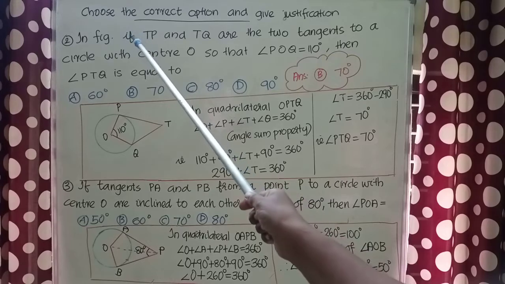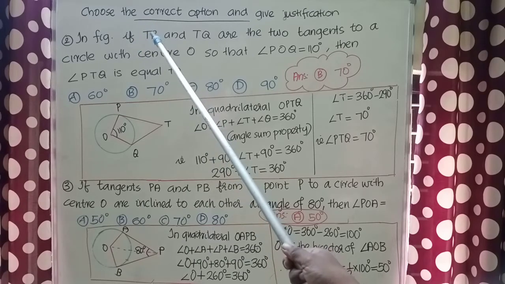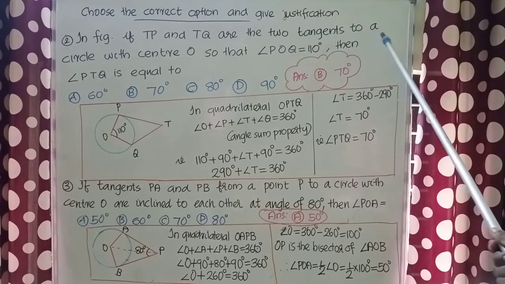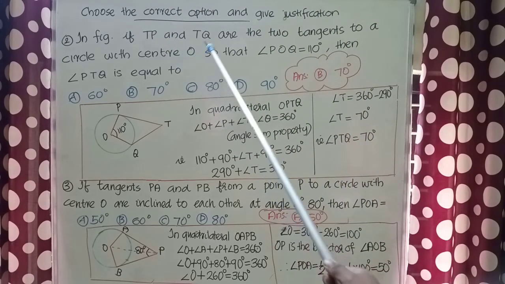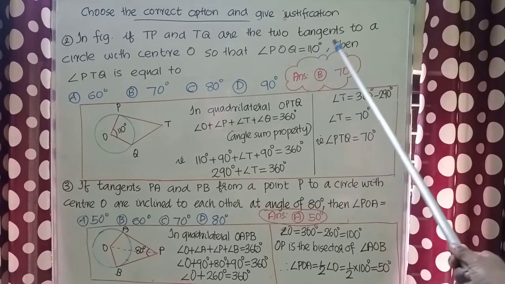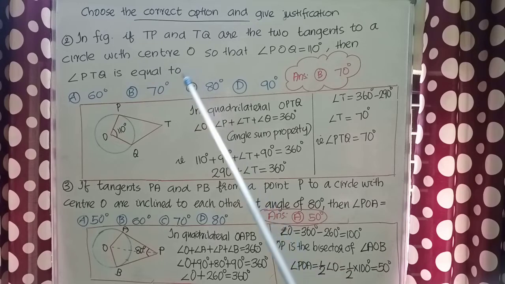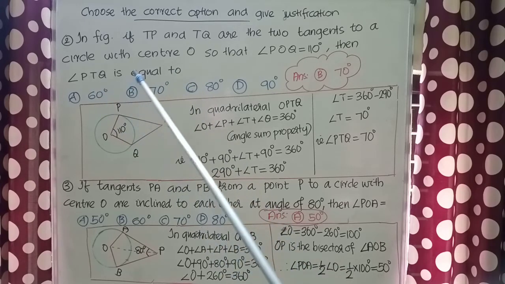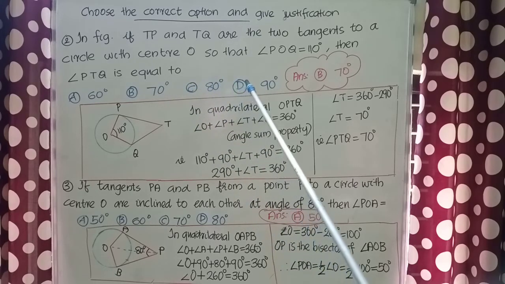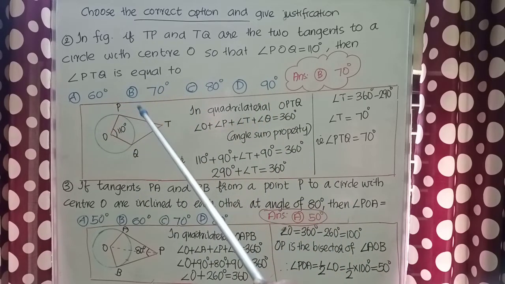Second question, in figure if TP and TQ are the two tangents to a circle with center O, so that angle POQ equal to 110 degree, then angle PTQ is equal to option A 60 degree, option B 70 degree, option C 80 degree, option D 90 degree. So first let us draw a figure.